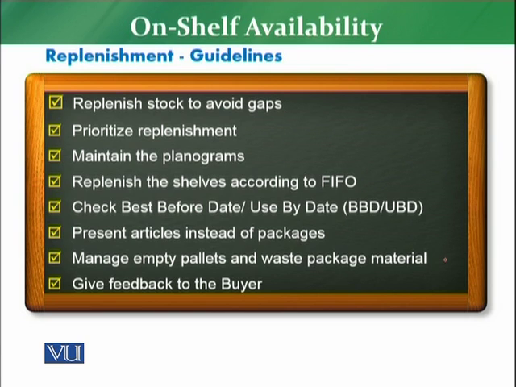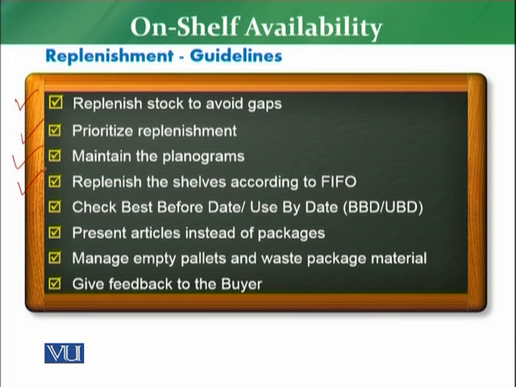Let me take you through them quickly. The first replenishment guideline is that you need to replenish stock to avoid gaps. In order to minimize and eliminate the gaps, you have to replenish the stock. Then you have to prioritize replenishment, and I have already shared the prioritized assortment: ABC, promotional, core articles and seasonal articles. Then you have to maintain the planogram. If the planograms are religiously implemented, ultimately your replenishment will be done properly.